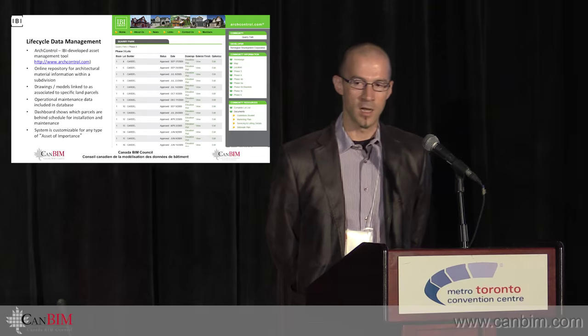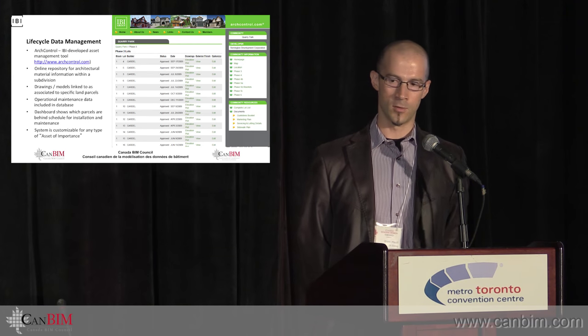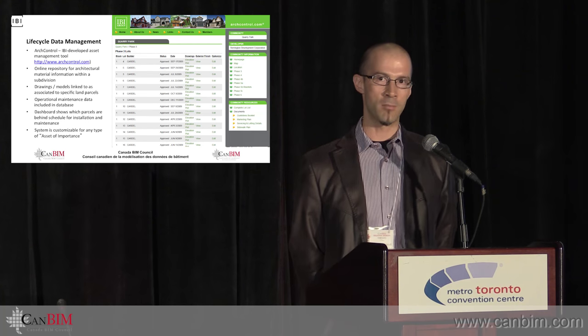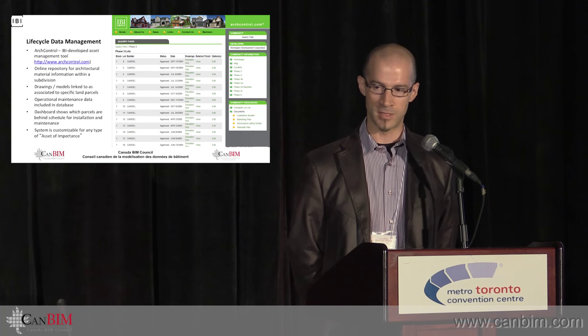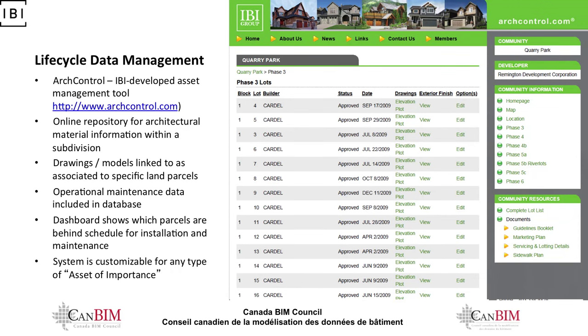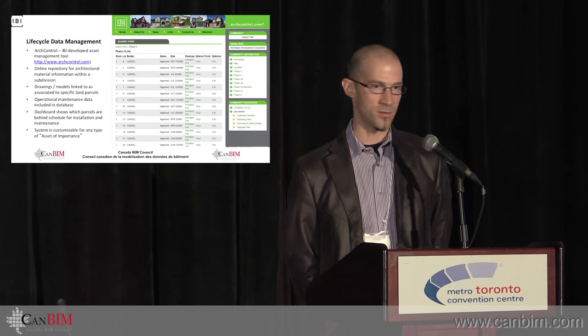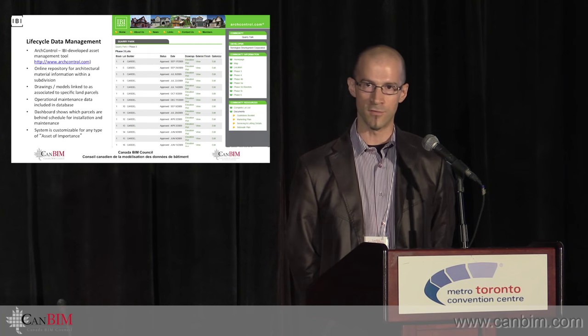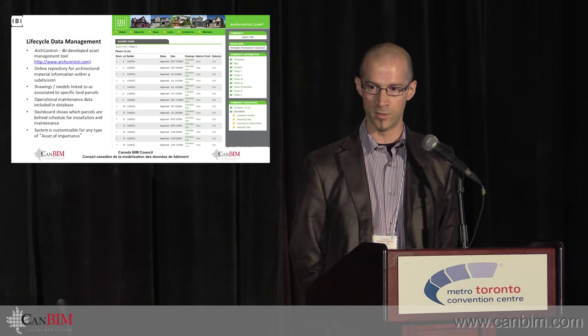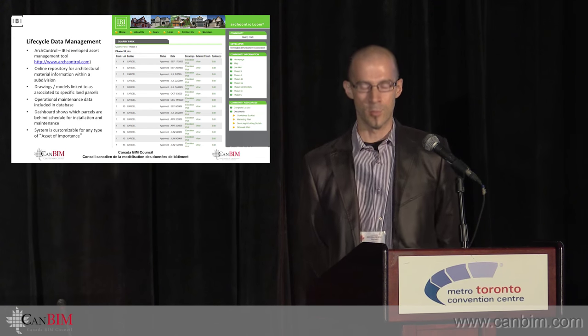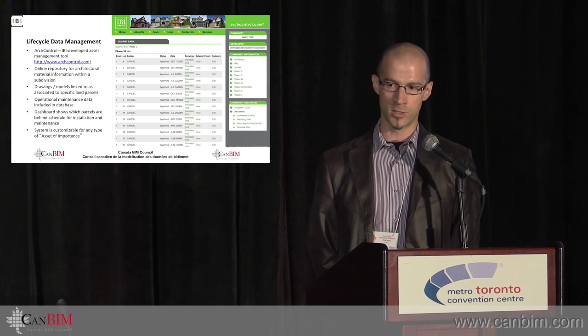The last thing I want to talk about is subdivision control. This is an internally developed tool that IBI has built called Arch Control, and there's the website for it. The idea here was an interface to analyze the progress of construction specific to architectural materials. So again, this is BIM modeling software irrelevant. It can be fed from anything: 2D PDFs, a 3D Revit model, an Ecosim, an iModel with Ecosim data. It really doesn't matter and we really don't care. This is an online repository for architectural material information. That's the purpose of it.